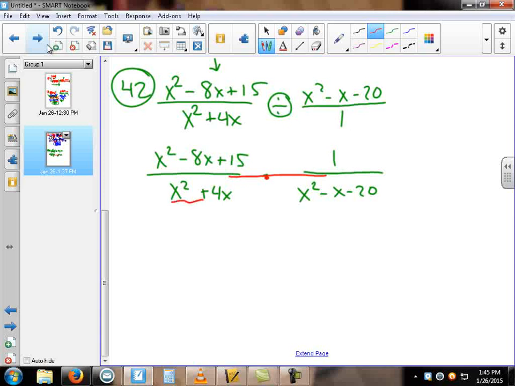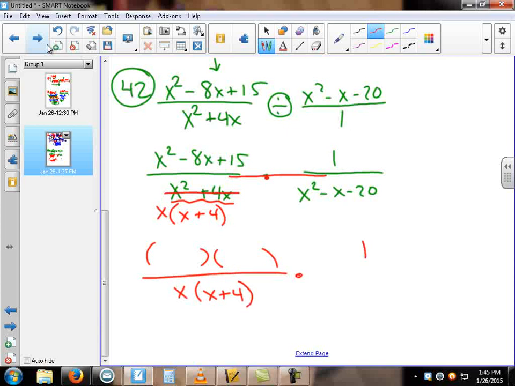Now, right here, I notice that these have a common term, an x. I'm going to replace this with x times x plus 4. I want to do that right away, just so I don't forget to do it later. You need to take common terms out at the beginning of the problem, or you'll forget and it'll cause you grief later. So then I'm going to set up my fractions for the top piece. The bottom is x times x plus 4. We're multiplying by 1 over, and then 2 parentheses.